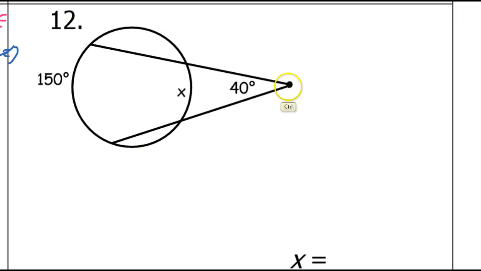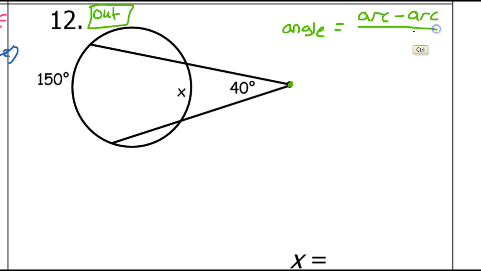Number 12. Notice that this angle is outside the circle. So that means we're going to be using the formula that says the angle is equal to arc minus arc divided by 2. All right, you need to memorize that. Memorize that when it's outside the circle, arc minus arc divided by 2.